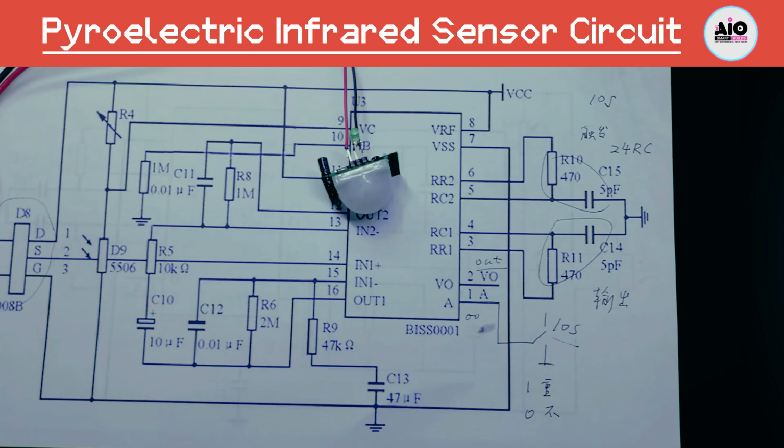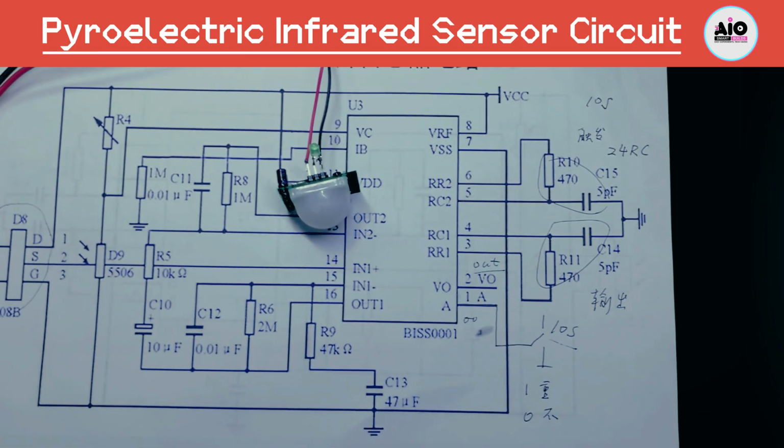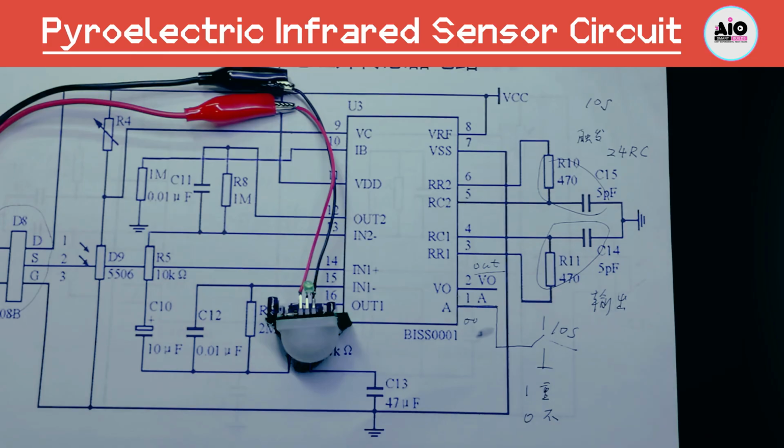Now I use a non-repetitive trigger. When I move in front of it, you can see that the light will light up. Of course, it will have a small flicker.